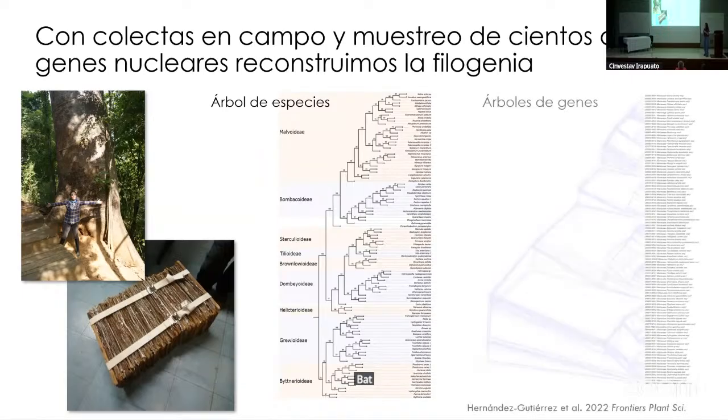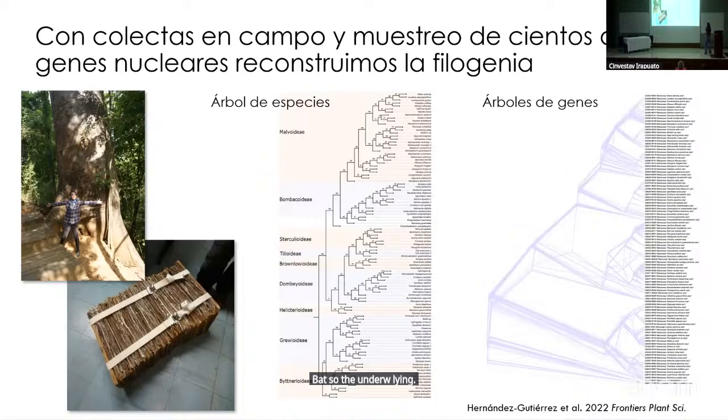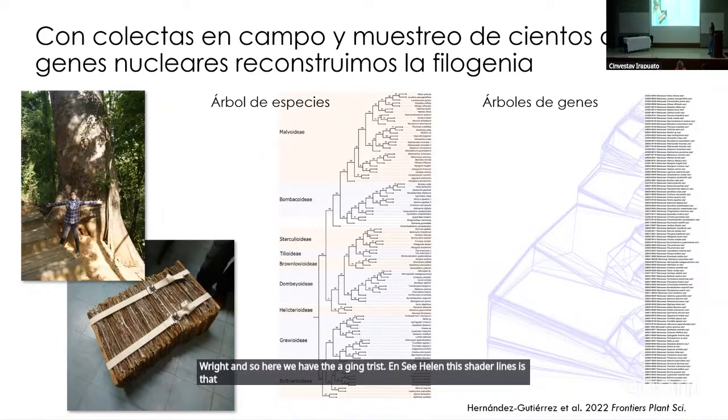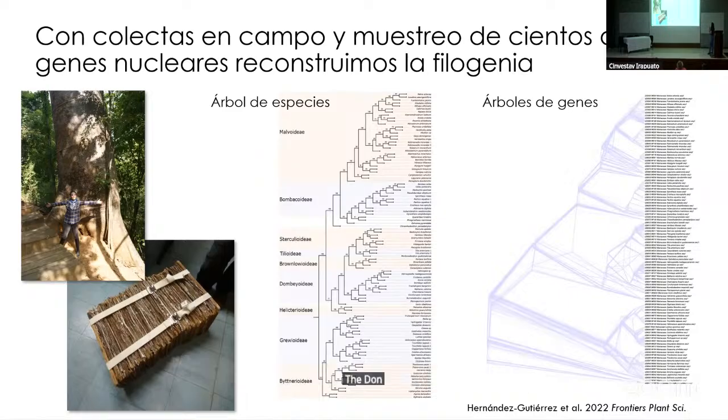But the underlying processes that generate this tree are quite complicated, right? And so here we have the gene trees. And as you can see in these shaded lines, there are some genes that don't share the same history as others, right? And so we can see here that some genes are telling us that some lineages right here are also closer to some lineages right here, and that's quite complicated to understand, okay? And so what I wondered is what's going on?